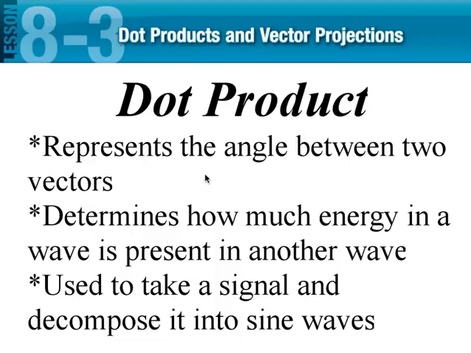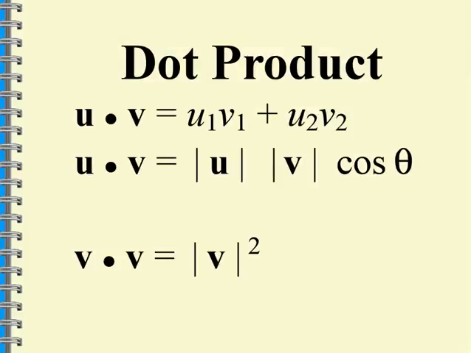So you're seeing some applications here, and it's also used to take a signal and decompose it into sine waves. So that's what the dot product is used for. Now what the dot product actually is, this is how it is represented. You're going to take two vectors, multiply their components, and then add them together.